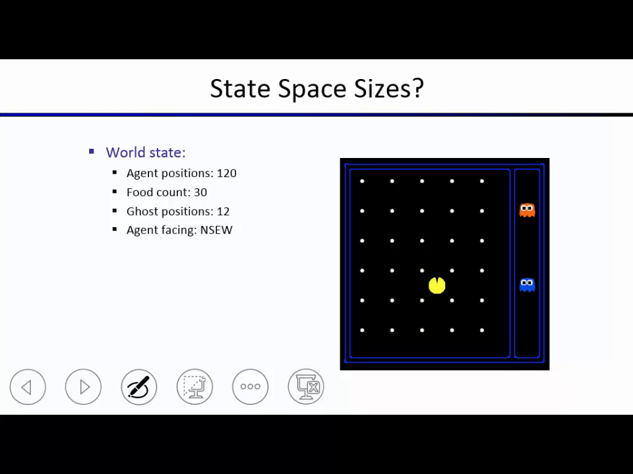So let's look at sizes of state spaces. So the world state here in this board, there are 120 locations Pac-Man could be at. There are 30 food pellets, so there are 30 booleans there. 12 possible ghost positions for each ghost, and the agent could be facing north, east, south, or west. Okay, so what's the size of the state space? How do you count this? For every variable, you need to see how many values it can take on. So the first one is agent positions, 120 values.